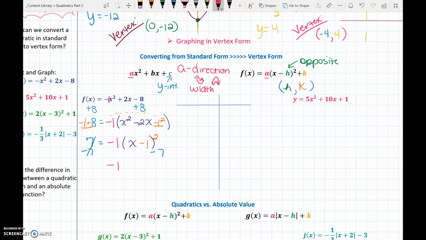So we have -1 times x minus 1 squared minus 7, and that is our f of x function, just written in vertex form versus standard form. So again, the whole point of that is so that we can easily find our vertex.